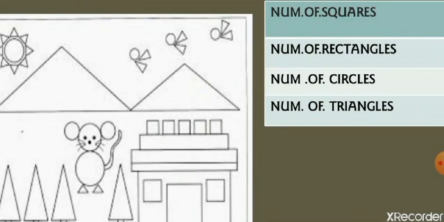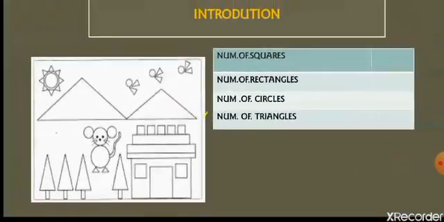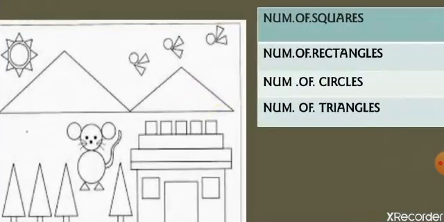So now shall we move on to how to collect the data from this scenery? That is, you have to separate how many squares there are, like that. Can you understand? So now you're going to separate this.